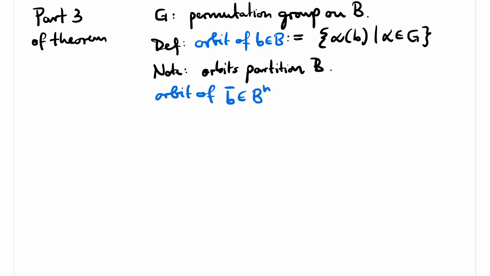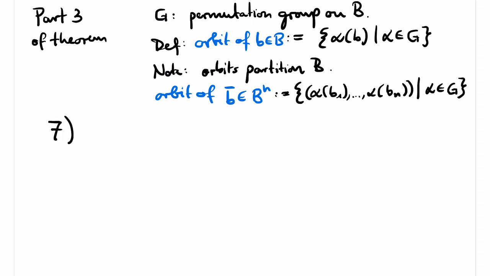Similarly, the orbit of an n-tuple little b of elements of capital B is the set of all images of that n-tuple under permutations from G, applied component-wise. That is, we compute from the n-tuple b1 up to bn a new n-tuple alpha(b1) up to alpha(bn).